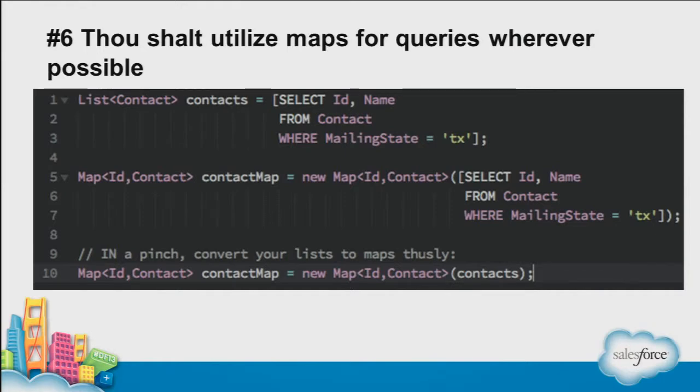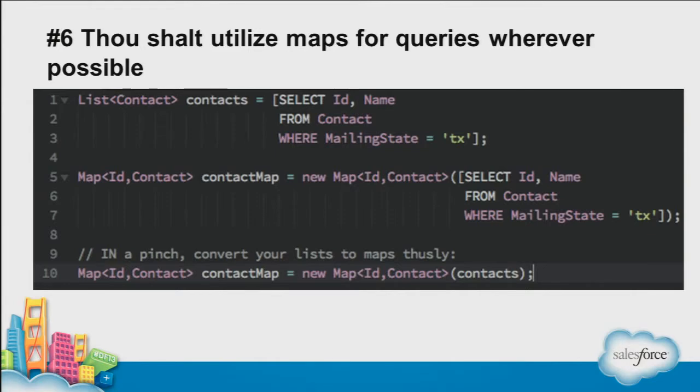And we're going to construct it, but instead of just doing empty parentheses there at the end, we're going to put our query in brackets right there. And that will automatically construct a map with the key ID and the actual object as the value, for each of our results.